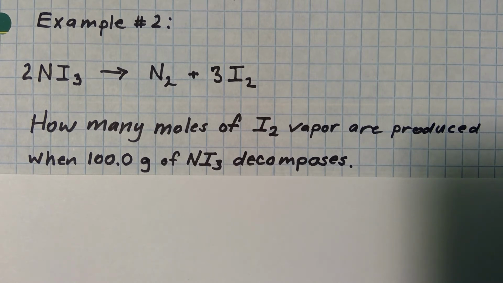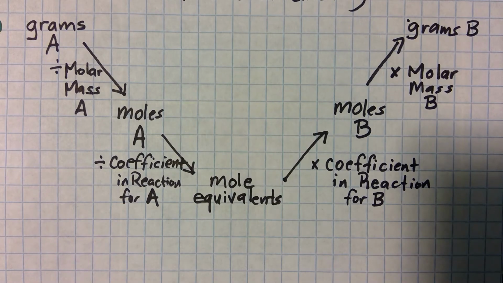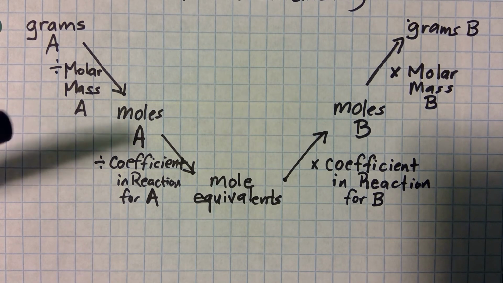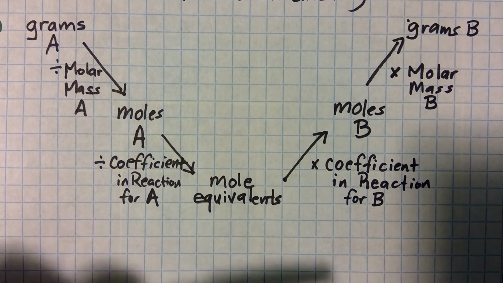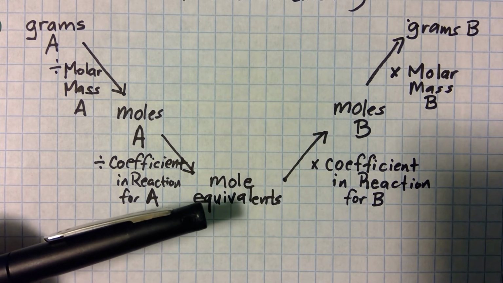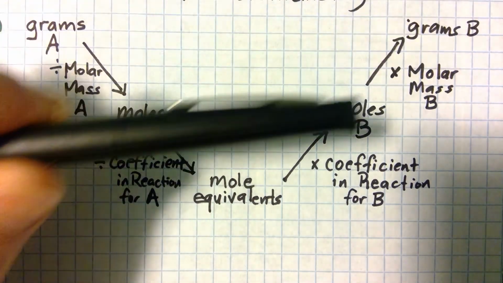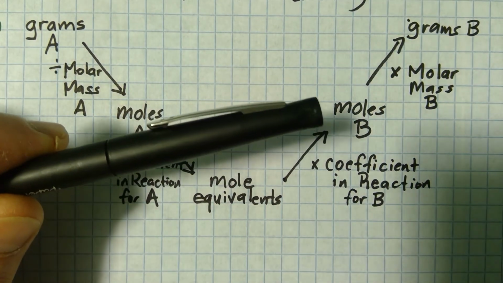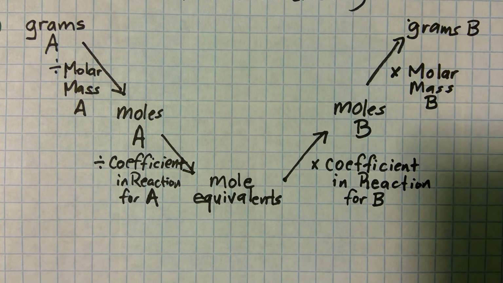So our plan would be: our grams of A is the grams of nitrogen triiodide. We're going to first convert to moles of nitrogen triiodide. Then we're going to convert to equivalents. And once we're at equivalents, we're going to convert that to moles of iodine, and that will be your ending point. So we got 1, 2, 3 steps in this problem, as opposed to 4 steps in the last example.